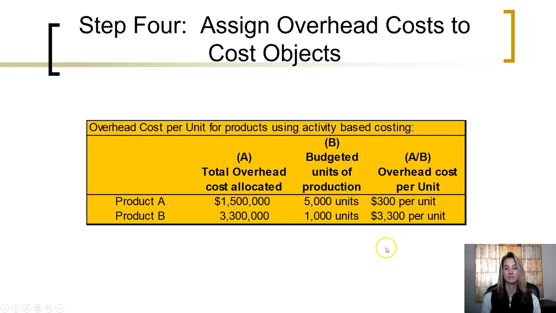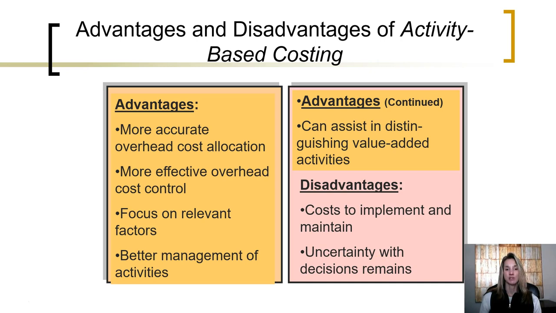and product B. Activity-based costing has many advantages. It is more accurate overhead cost allocation. It is more accurate because it acknowledges the fact that overhead costs are driven by more than one activity. It is more effective overhead cost control, making managers more aware of what's driving their overhead costs, allowing managers to focus on relevant factors that they can do to mitigate the amount of indirect costs by better managing activities. And it can assist in distinguishing what activities are adding value to a product and what are not.